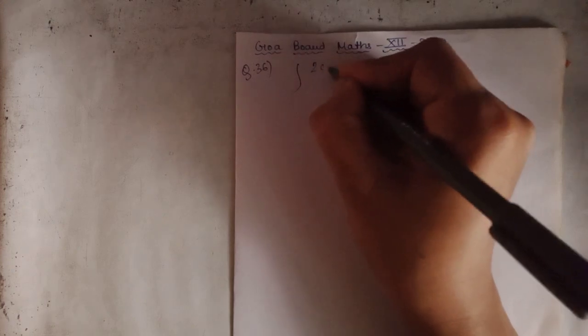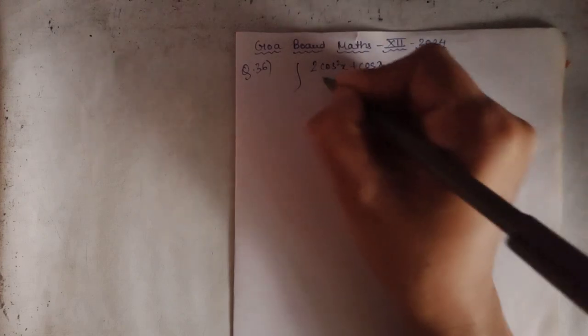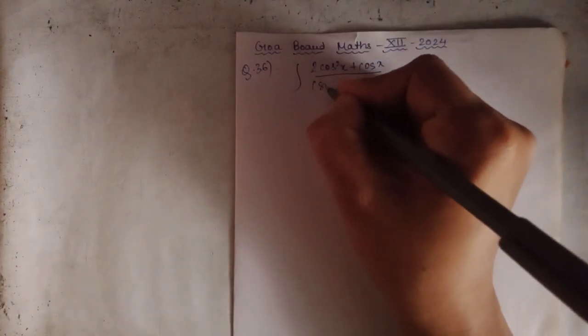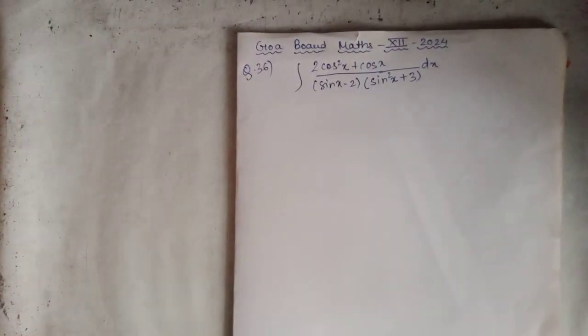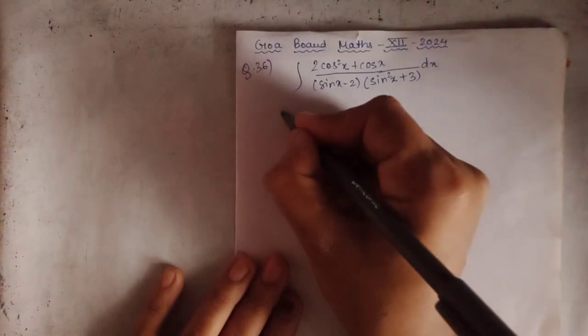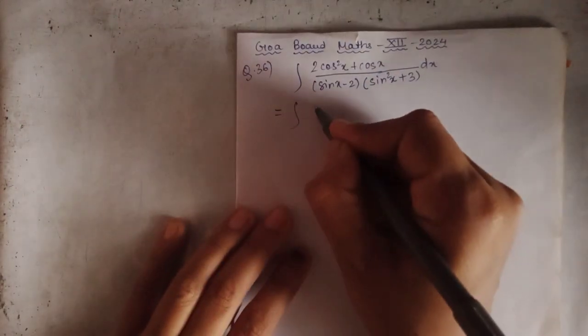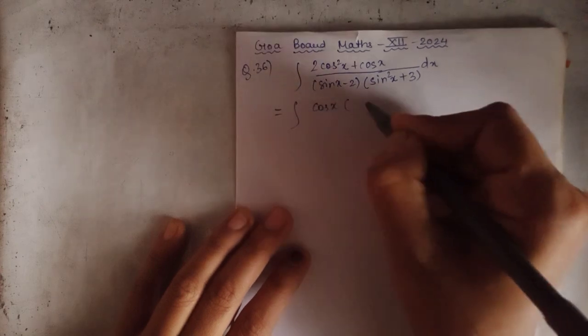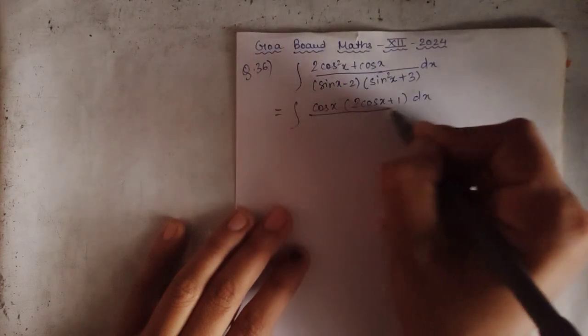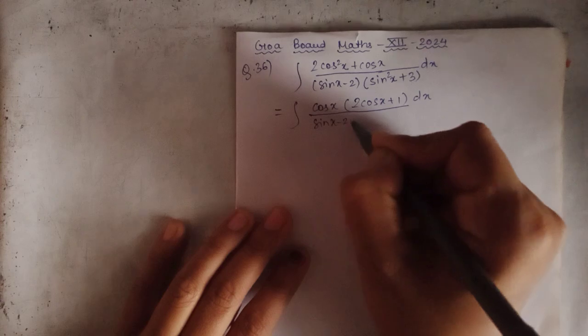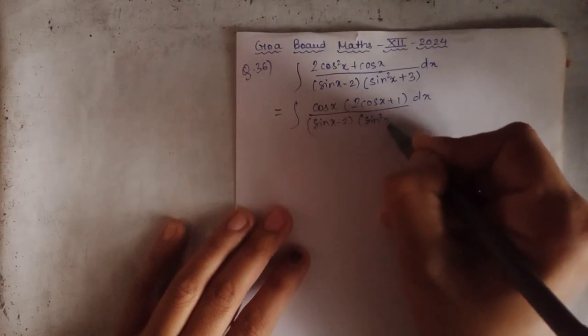Integral of (2 cos square x plus cos x) upon (sin x minus 2)(sin square x plus 3) dx. So I'm going to take cos x common: cos x (2 cos x plus 1) dx upon (sin x minus 2)(sin square x plus 3).